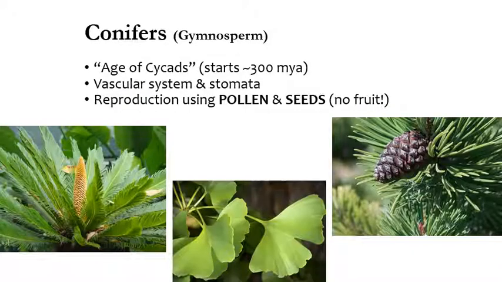Conifers flourished around 300 million years ago. This would be the same time as the evolution of reptiles, the earliest amniotes. Amniotes don't rely on water for reproduction, and neither do conifers. They have the vascular system and stomata that evolved in ferns, but this group evolved reproduction using pollen and seeds. No water is necessary for their reproduction.